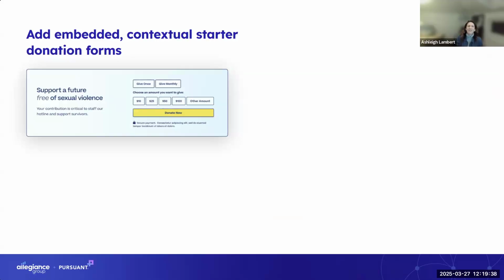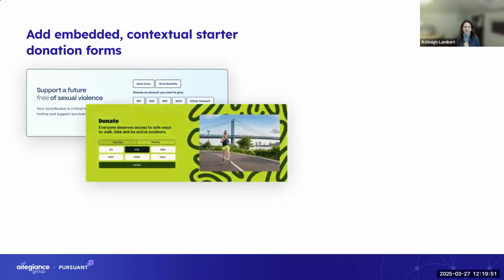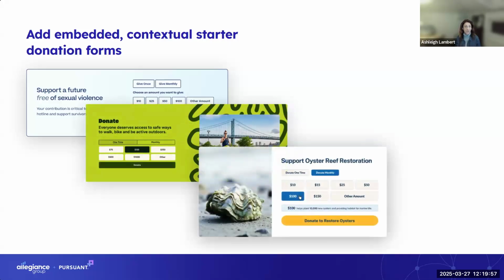So I showed you that example before of the donation form that really just had the contextual words, but these are versions of embedded forms. If you can have some sort of embedded starter form, that is going to get you one step further ahead in someone actually making that gift. But again, like the oysters, they're everywhere, but we love them.